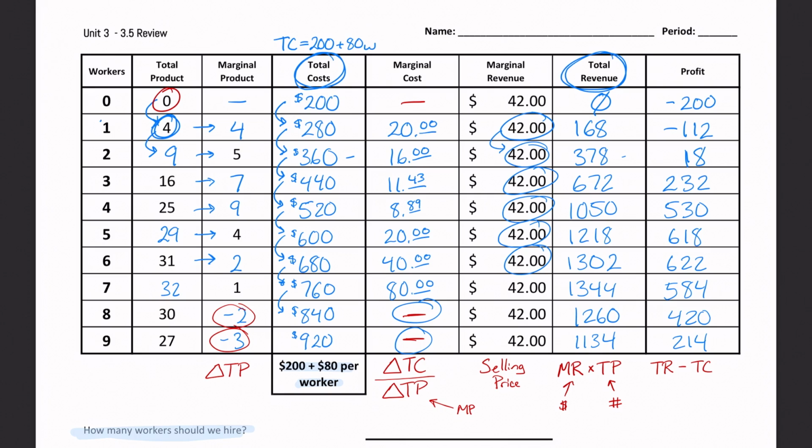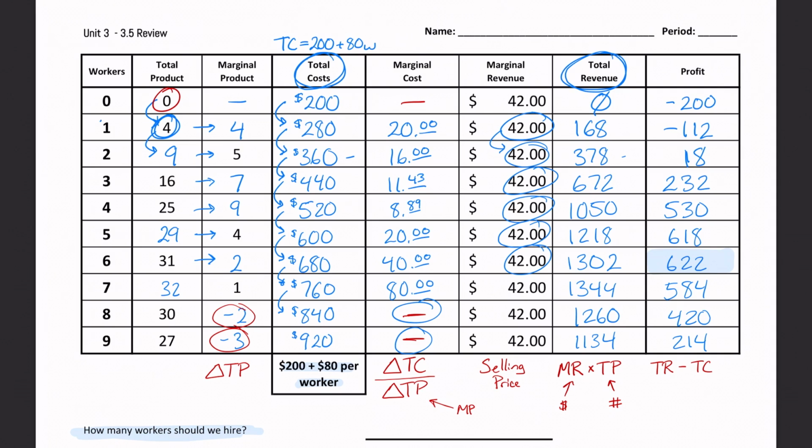Now, here comes the big question. How many workers should we hire? And I had always told you guys that we're obviously trying to maximize profit. And so a lot of you guys are probably looking here and you're like, well, the biggest profit is this one right here where we make $622. And you're absolutely right. But remember, I said that if you say because 622 is the biggest, you would be wrong. I would mark you wrong.